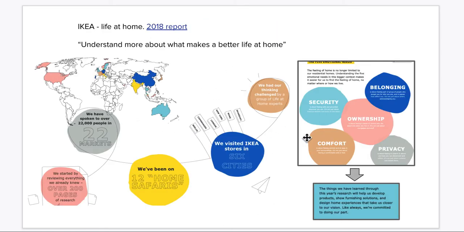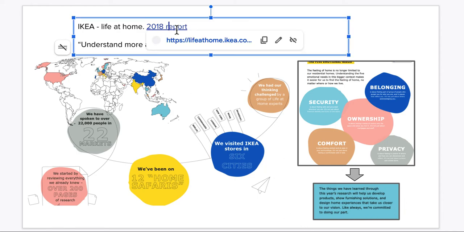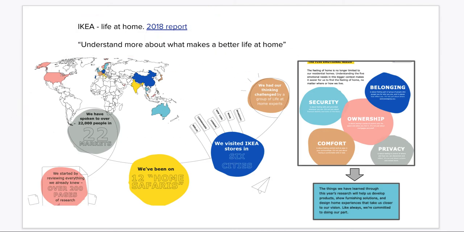So here are some photographs. They did all this research for 22 countries. They found out about security, ownership, what do people want, why do they want it, what are the furnishing solutions. So this is their big 2028 report of that kind of research that was undertaken.